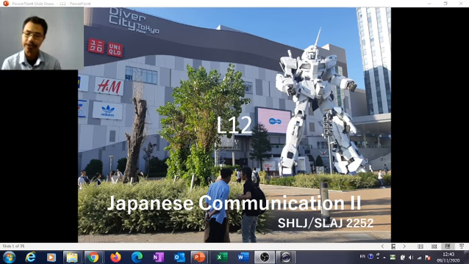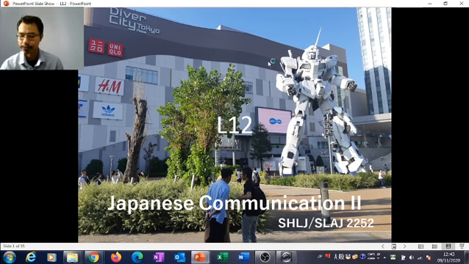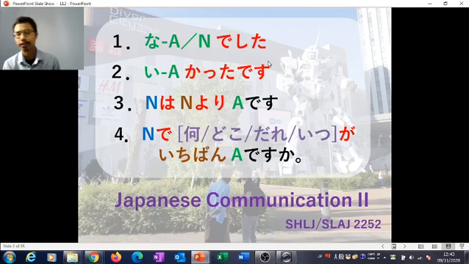But in chapter 12, actually, it's slightly different thing. You are going back to topic about adjective. You are going to learn again about na adjective, i adjective. But now, what you are going to deal with is actually how to change the adjective into past tense. Alright, so this is the topic you are going to learn in chapter 12.